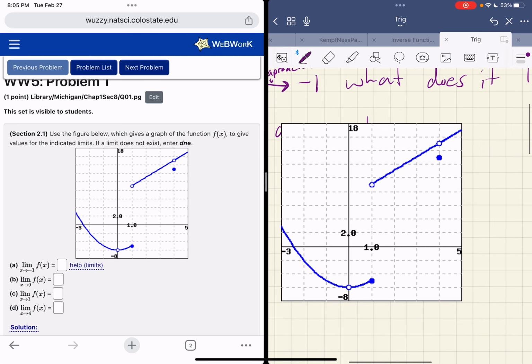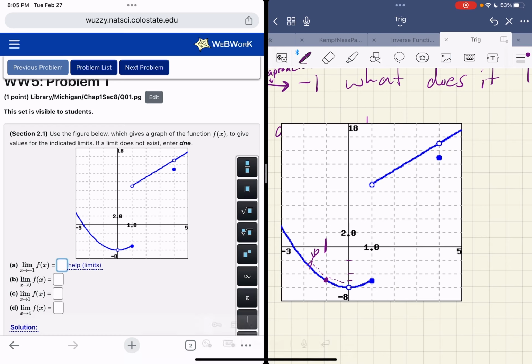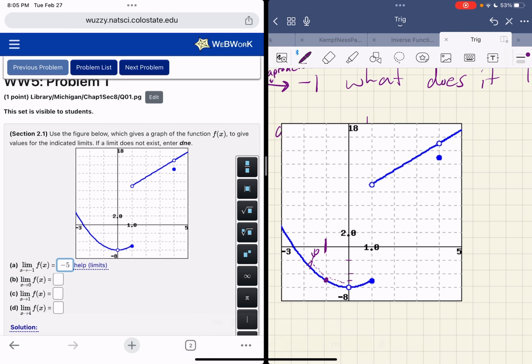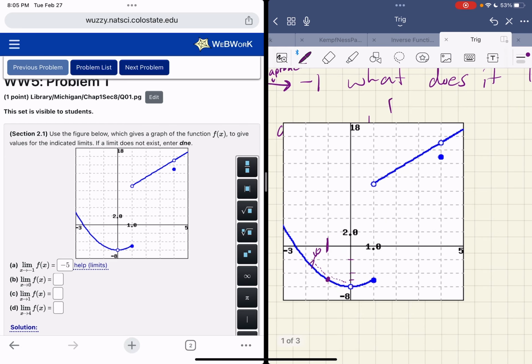So x equals -1 is this line, and if I'm walking along the curve and I'm getting my x position closer and closer to -1, doesn't matter if I'm coming from that direction or that direction, I'm approaching this y value right here, which, let's see, this is -2, 4, 6, this is about -5, so -5 is the answer here. This is a case where f of -1 happens to also equal -5, but that's not the case in part B.